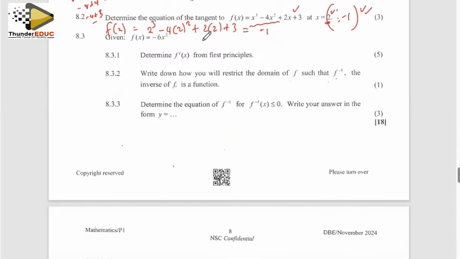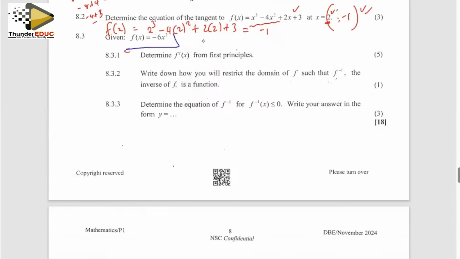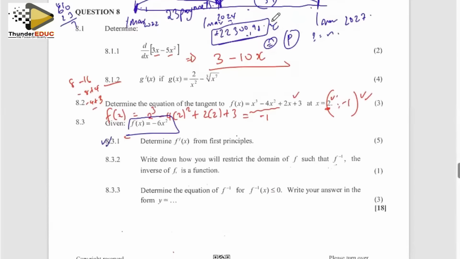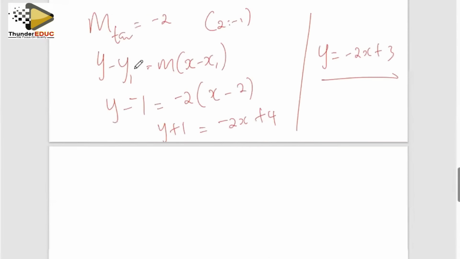All right, then 8.3. f of x is negative 6x squared. Okay, they want us to find the first derivative from first principles. This is usually the first question of calculus, but people wanted to confuse us. Nevertheless, it's there. Let's kill it.